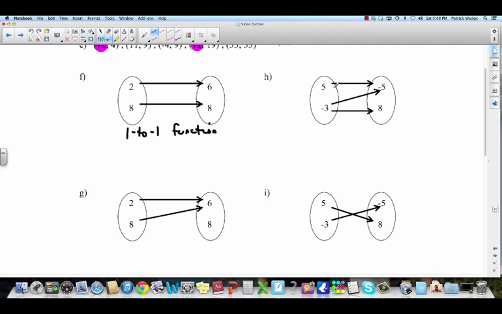Okay, how about this one? For the input of 5, the x value 5, it only goes to -5. For the input of -3, it goes to -5 and 8. Uh-oh, you can't have an x value that goes to two y values. This is not a function.